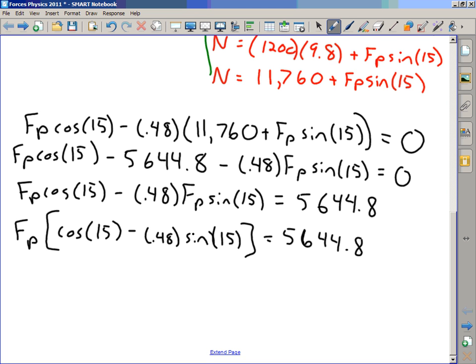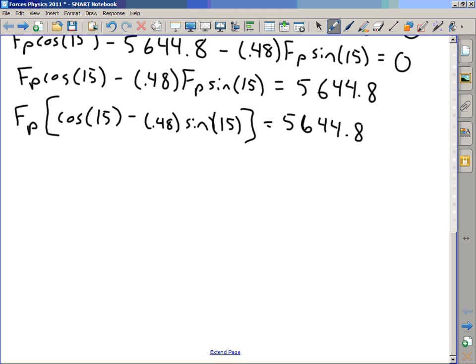If factoring it out makes you nervous, it's not a big deal. Cosine 15 is a decimal number. You can just punch it into your calculator and it gives you the decimal number of cosine 15. Then you can replace it with the decimal. Sine 15 is just a decimal. 0.48 is just a decimal. So you can punch in 0.48 times the sine 15, just get a decimal, throw it from the other FP. And then combine from there. That's not a problem. What is cosine 15 minus 0.48 sine 15 come out to be?